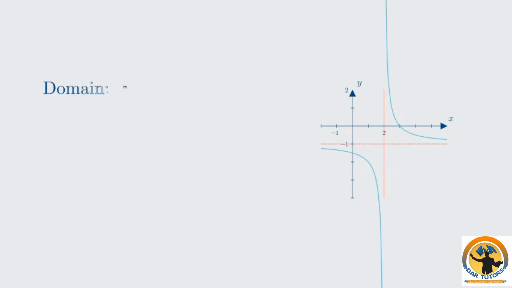Finally, let's analyze this graph. The graph has a vertical asymptote at x equals 2, meaning the function is not defined there, so the domain is all real numbers except 2. The graph also has a horizontal asymptote at y equals negative 1, meaning the function never reaches this value, so the range is all real numbers except negative 1.